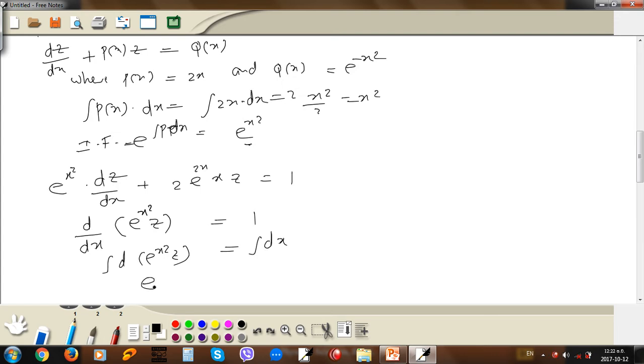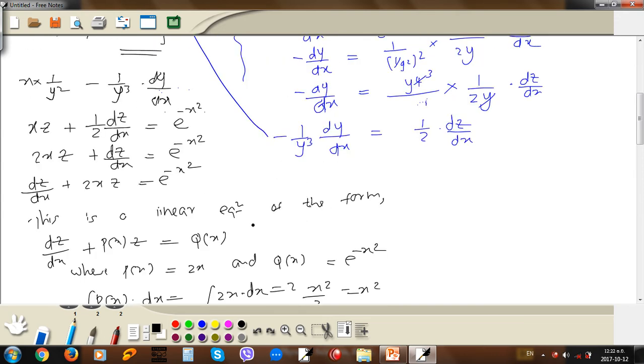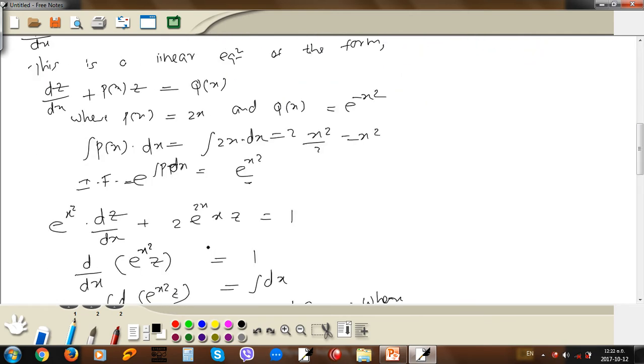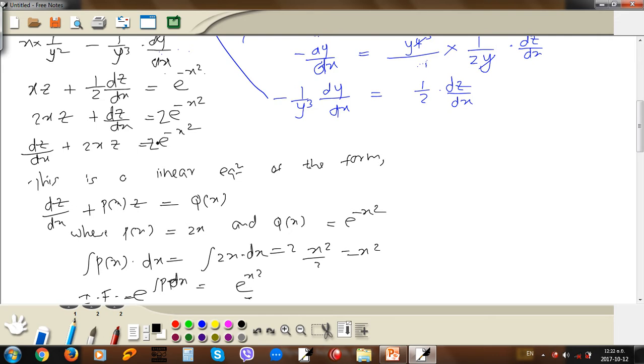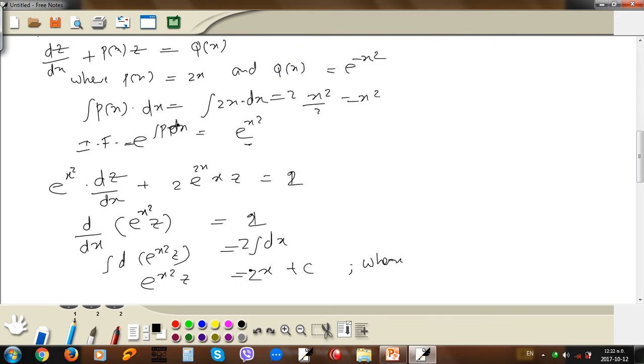dx, right? Then e to the power x squared times z equals x plus c. Sorry, one mistake is done there. I multiplied this equation by 2, so 2x, then it comes 1, then here 2e to the power x squared, yes, right? And here 2 times dx, 2x plus 3. Now it's correct. But the mistake is I did not multiply the right hand side by 2, right?